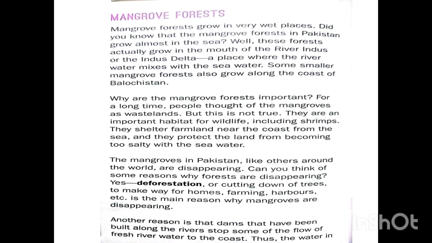The mangroves in Pakistan, like others around the world, are disappearing. Can you think of some reasons why the forests are disappearing? Yes, deforestation. First is deforestation or cutting down of trees to make way for homes, farming, harbors, etc. It is the main reason why mangroves are disappearing. Another reason is that dams that have been built along the river stop some of the flow of fresh river water to the coast. Thus the water becomes too salty for the mangroves to survive. In addition, water pollution has also killed some of the mangrove forest.